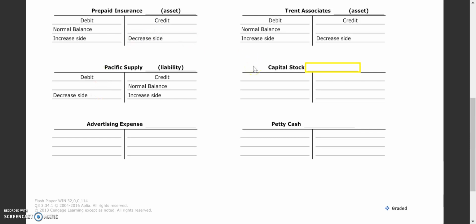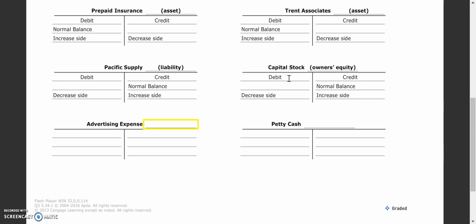So then let's talk about capital stock. Capital stock, remember, is a form of owner's equity. So our account is owner's equity. Again, debit and credit don't change, but let's think about capital stock. Capital stock is on the right side of the accounting equation, which means that it will have a normal balance of a credit, which means we decrease on the debit and increase on the credit side.